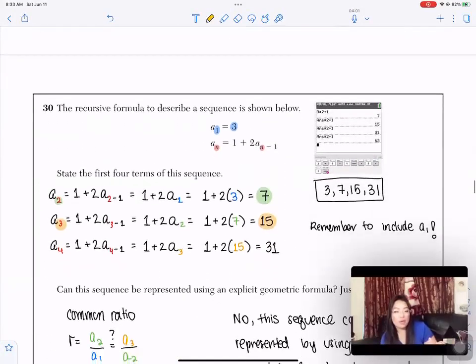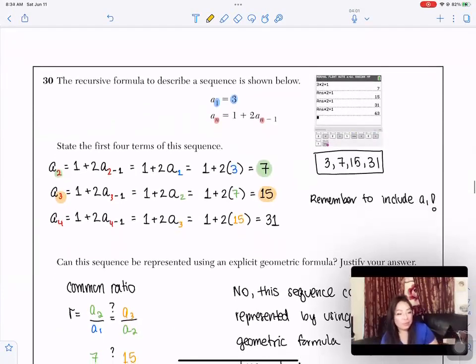Okay, recursive. 2 things I want to note. Please make sure to show all your work. Don't just write 7, 15, 7, 15, 30. And also remember to include the A1. So 3, 7, 15, 31.